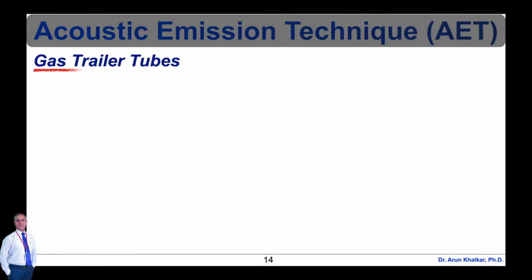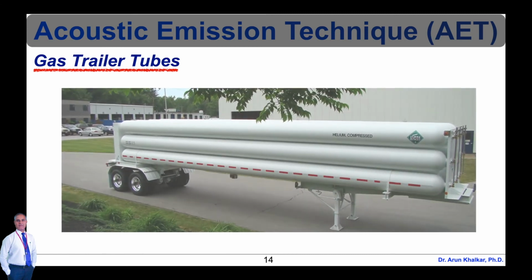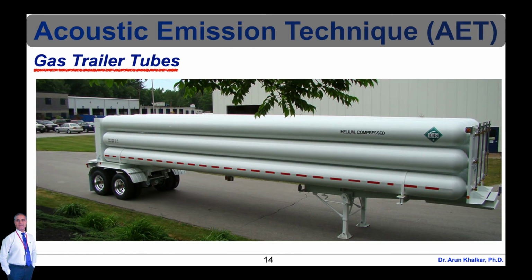Next application is gas trailer tubes. Acoustic emission testing on pressurized jumbo tube trailers was authorized by the Department of Transportation in 1983. Instead of using hydrostatic retesting, where tubes must be removed from service and disassembled, the acoustic emission technique allows for in-depth testing. A 10% overpressurization is performed at a normal filling station with AE sensors attached to the tubes at each end.